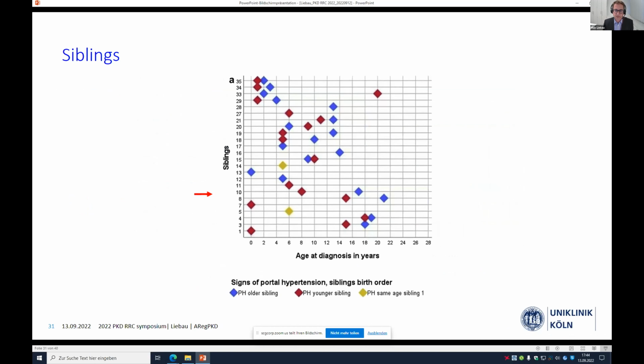Also for liver disease, the differences were not terribly striking. Again, one family where there was quite a difference between the ages at diagnosis. This was also a family where there were a lot of differences in the kidney function, but here data remained more limited, I should say. So there's a caveat at this point.